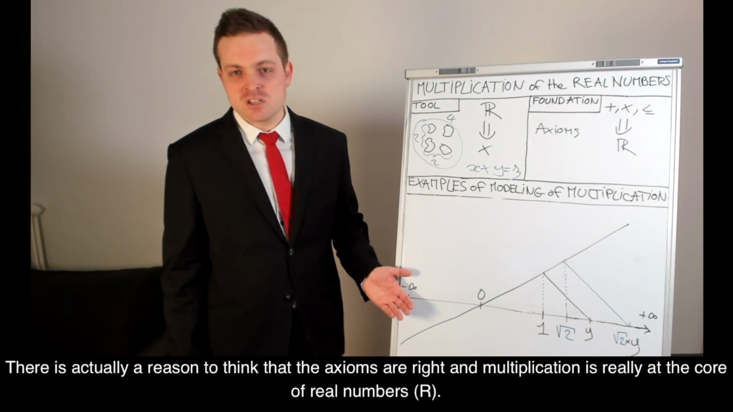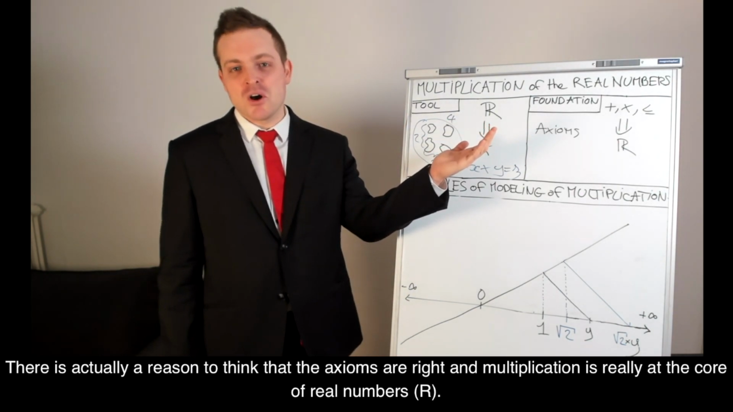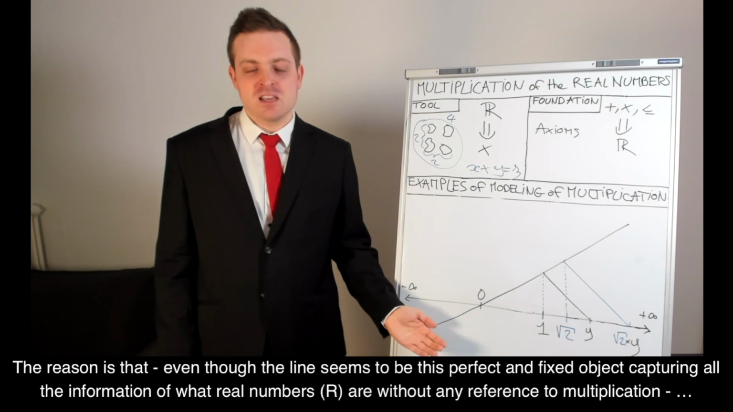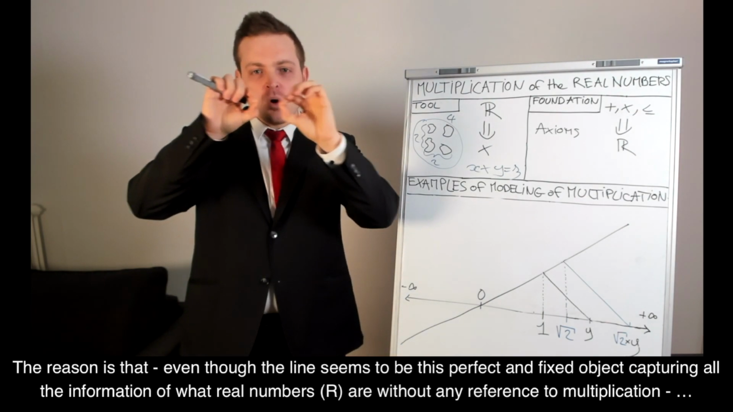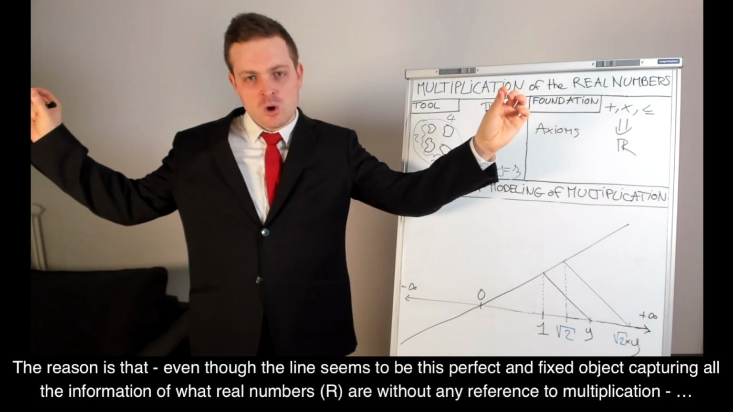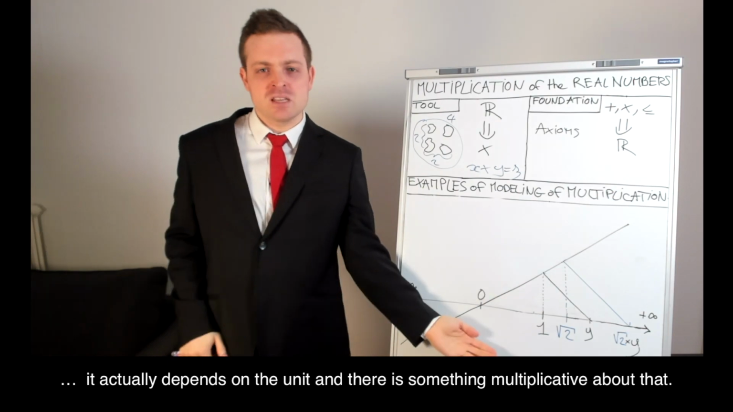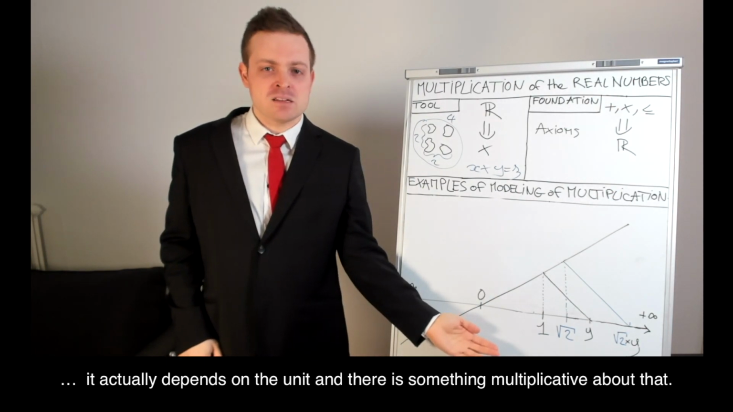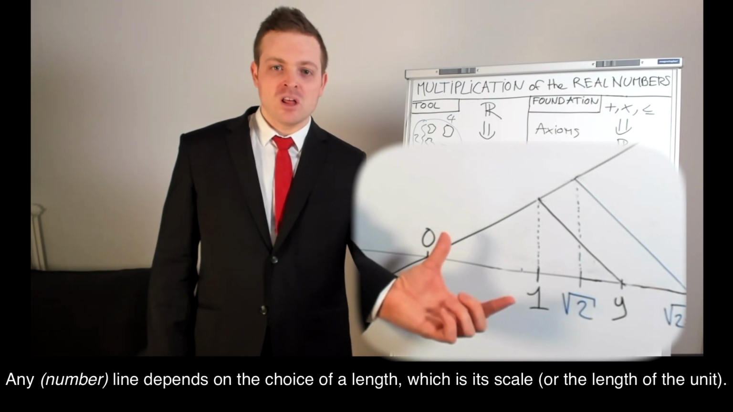There's actually a reason to think that the axioms are right and multiplication is really at the core of real numbers. The reason is that even though the line seems to be this perfect and fixed object, capturing all the information of what real numbers are without any reference to multiplication, it actually depends on the unit, and there's something multiplicative about that.